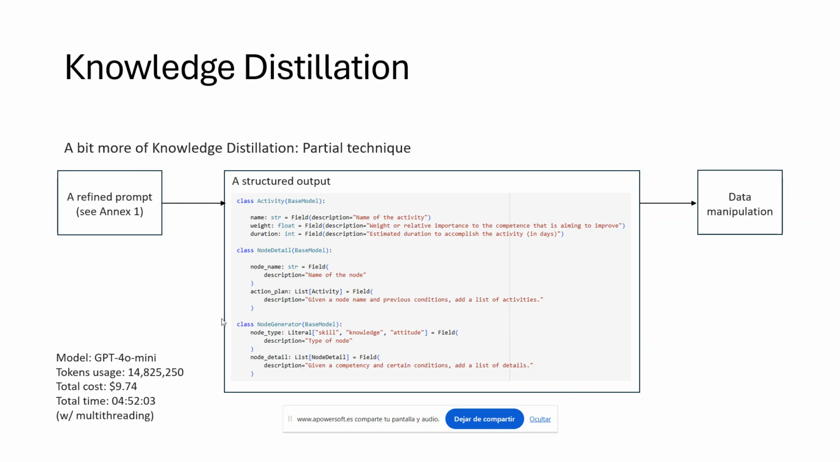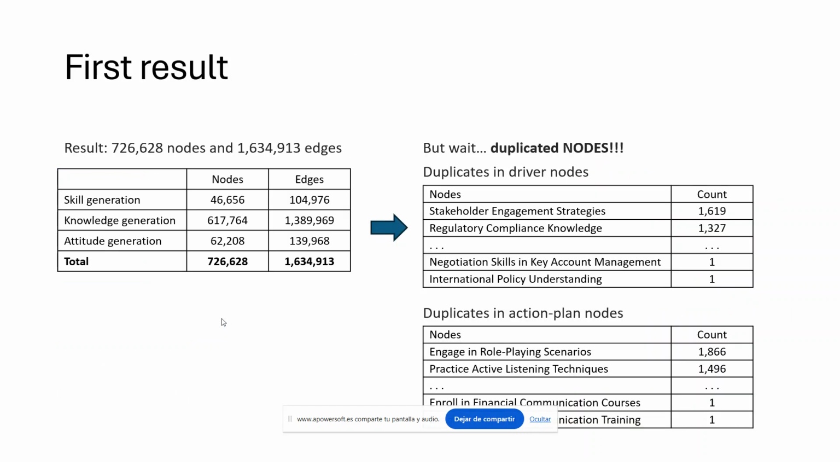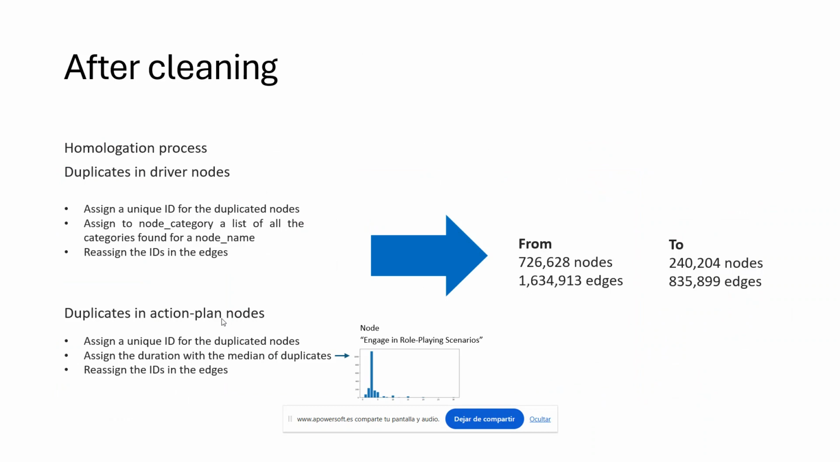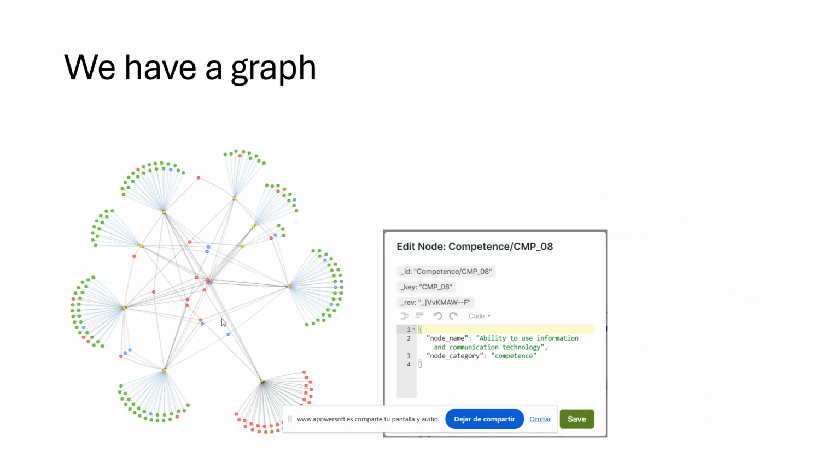I'm going to go through it fast. I just need a refined prompt and a structured output. And the cost was very cheap. It was around $9, but for almost 5 hours of continuous use of GPT-4o mini, the result was around 700,000 nodes and 1.6 million edges, but there were a lot of duplicate nodes. So I did a cleaning process, and my last graph had 240,000 nodes and almost 800,000 edges.